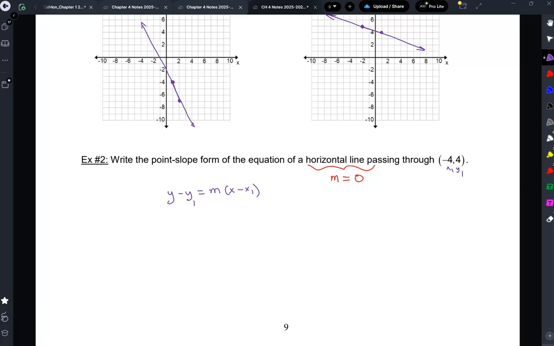Do we want the music? The music is distracting you guys, right? Yeah, okay.